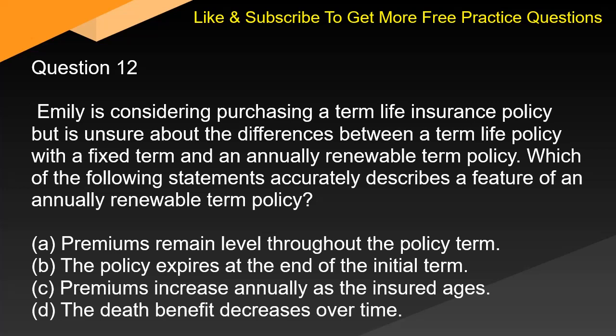Question 12. Emily is considering purchasing a term life insurance policy but is unsure about the differences between a term life policy with a fixed term and an annually renewable term policy. Which of the following statements accurately describes a feature of an annually renewable term policy? A. Premiums remain level throughout the policy term. B. The policy expires at the end of the initial term. C. Premiums increase annually as the insured ages. D. The death benefit decreases over time.